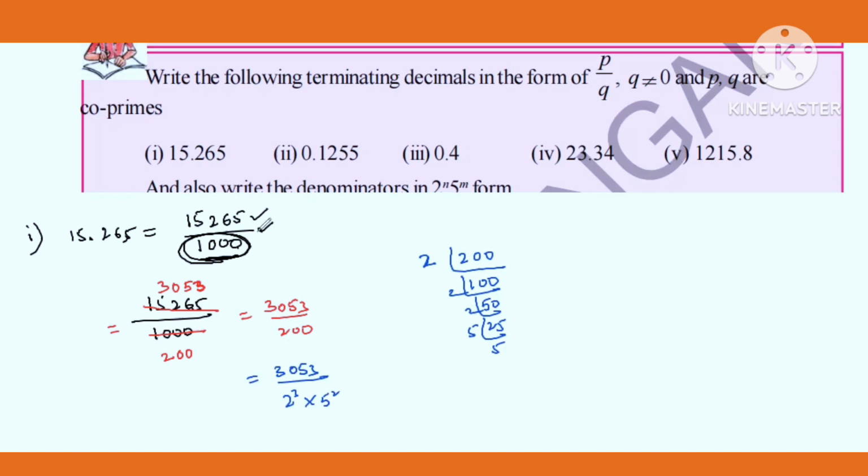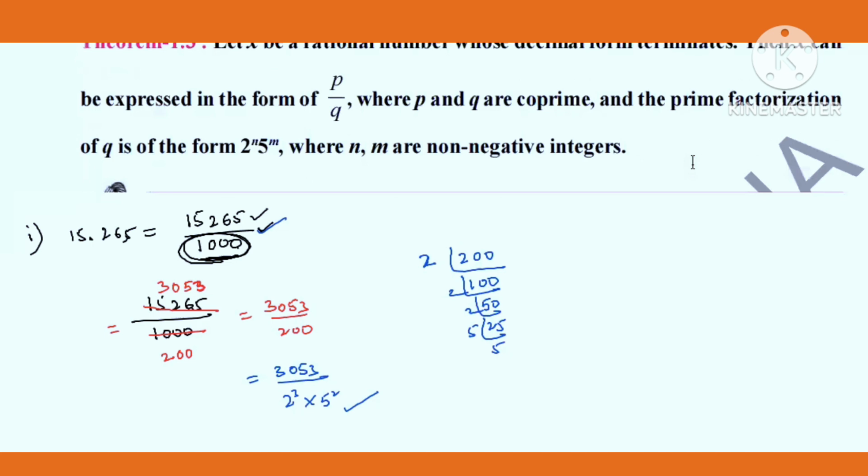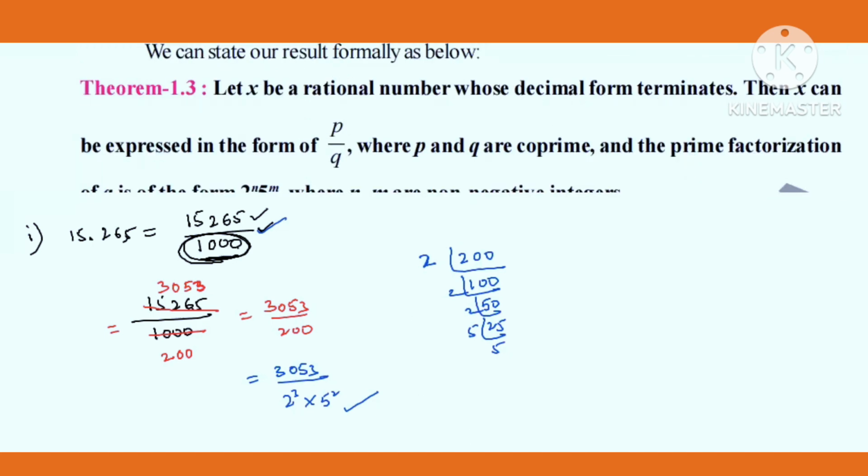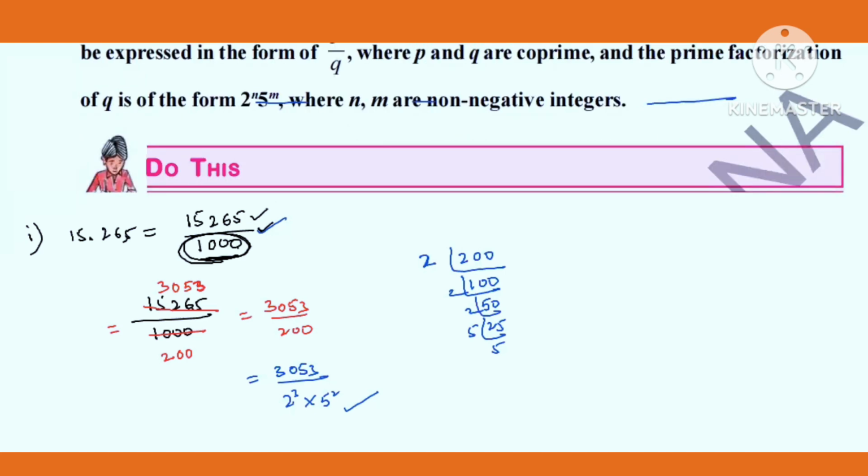Now this is a terminating decimal, and when you express this denominator in the form of prime factorization, we get 2 power n into 5 power m. That is a rule we learned in the theorem. Let me repeat the theorem statement once again. Let x be a rational number whose decimal form terminates. Now this decimal form is terminating. Then the prime factorization of q is of the form 2 power n into 5 power m. Yes, we got it.